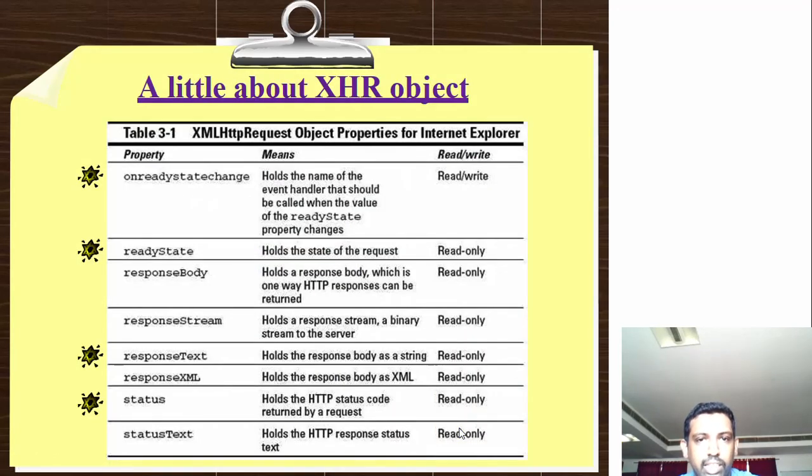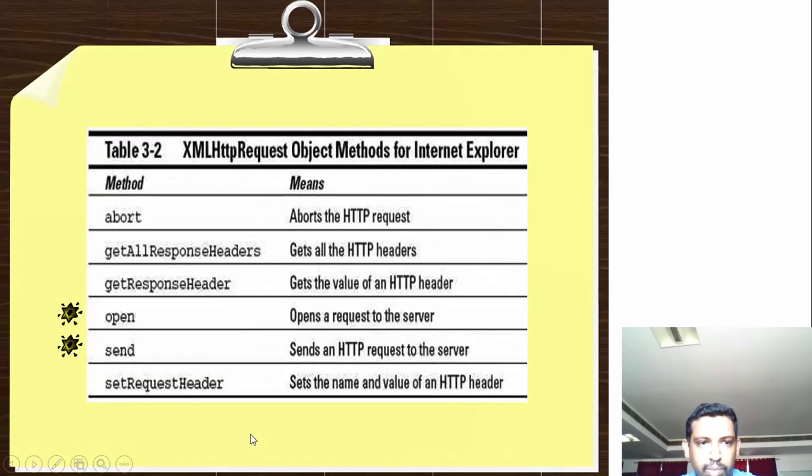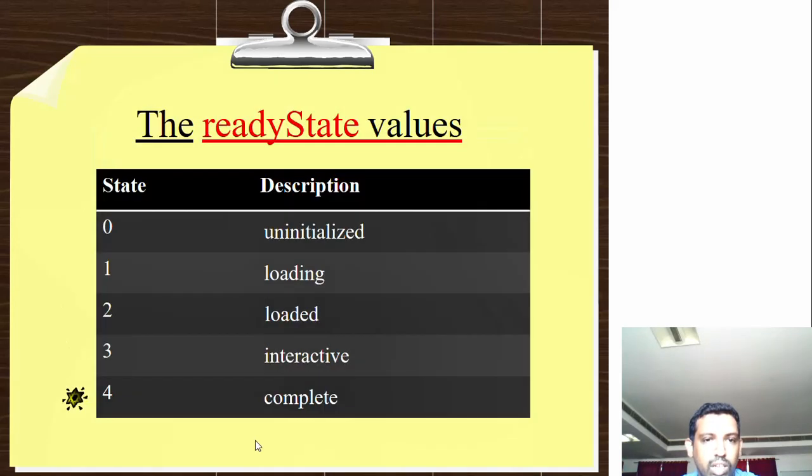Now a little about the XHR object. Its properties are read and write: onreadystatechange, readyState, responseBody, responseStream, responseText, responseXML, and statusText. The HTTP request methods are getAllResponseHeaders, getResponseHeader, open, and send. These are some of the methods we use in Ajax.